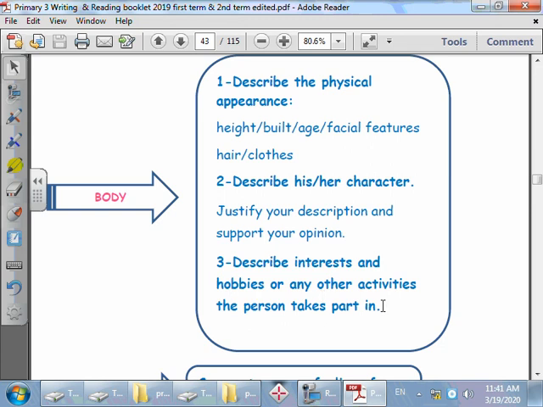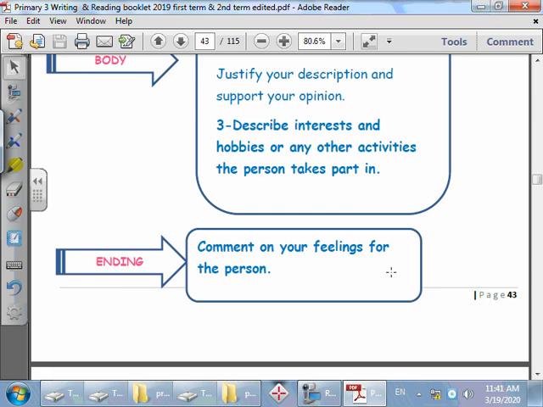After that, we describe the interests and hobbies or any other activities the person takes part in. So we write what he is interested in and what their hobbies are, like which sport they like and what activities he is in. The last paragraph, we write a comment on your feelings for the person. Like, how do you feel about this person? I love him. He's my best friend because he's so caring, and so on.